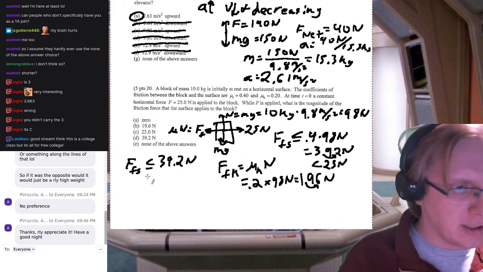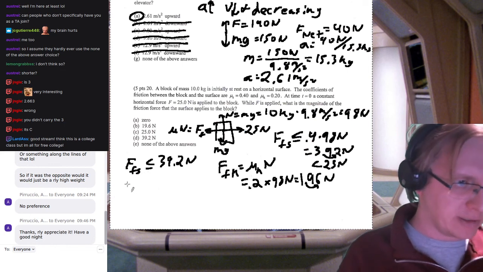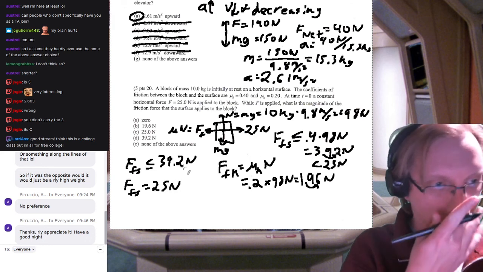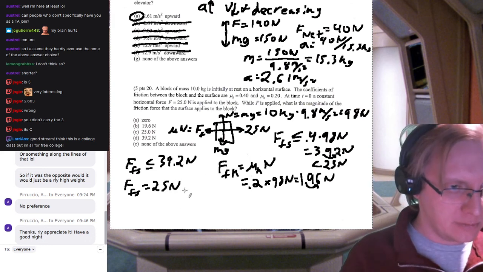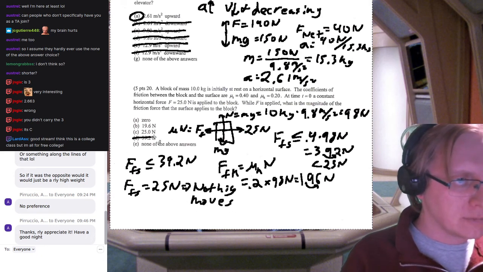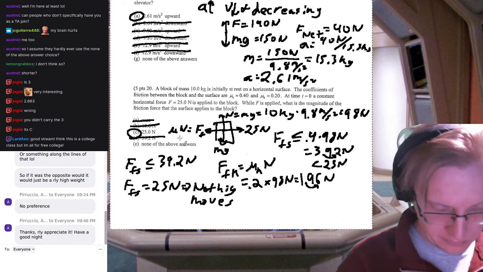All right, well, if we're under static, that means that nothing's moving. And in order to make sure nothing is moving, our force of friction static has to be equal to 25 newtons, and nothing moves. Scratch that. Our friction is 25 newtons.